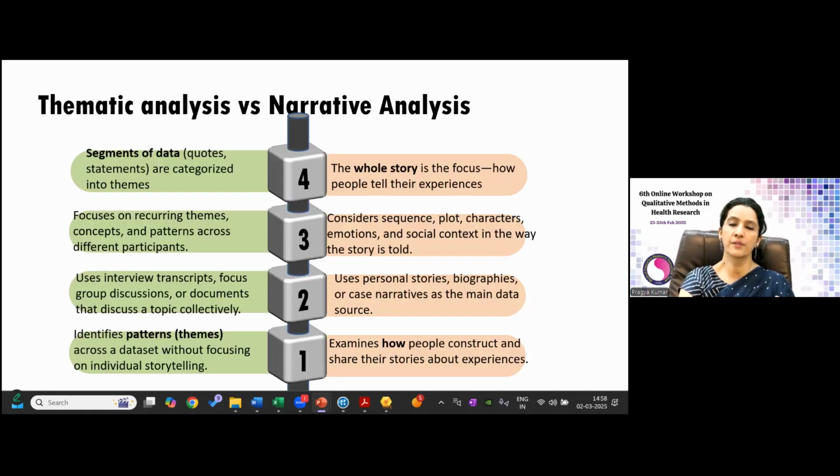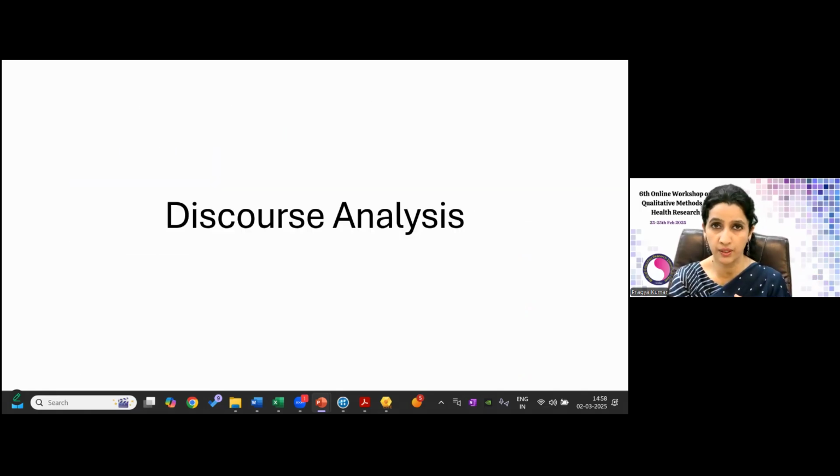So now we have seen what is a content analysis. We have seen what is a thematic analysis, which is the most common type of analysis. We have seen what is a narrative analysis. Now next is a discourse analysis.